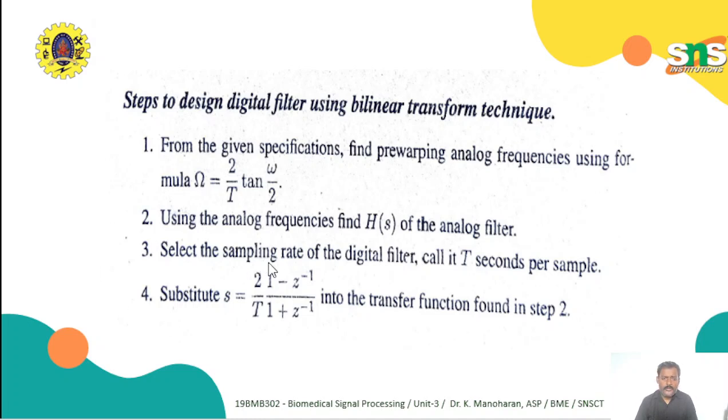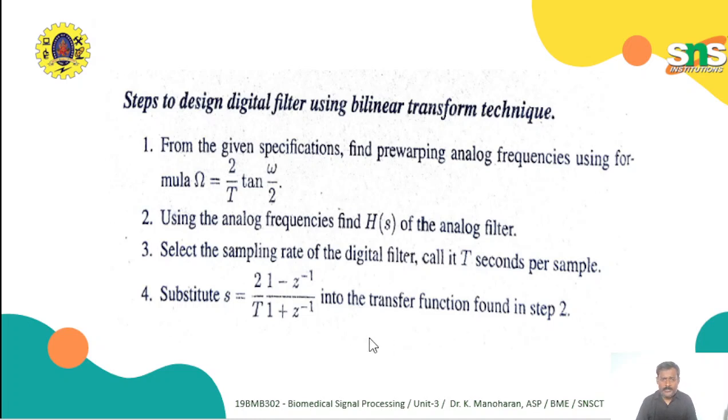Second step, using the analog frequencies, find H of s of an analog filter. So finding the analog filter transfer function is the second step. Third step, select the sampling rate of the digital filter, that is T samples per second. We can assume T equal to 1 if it is not given.